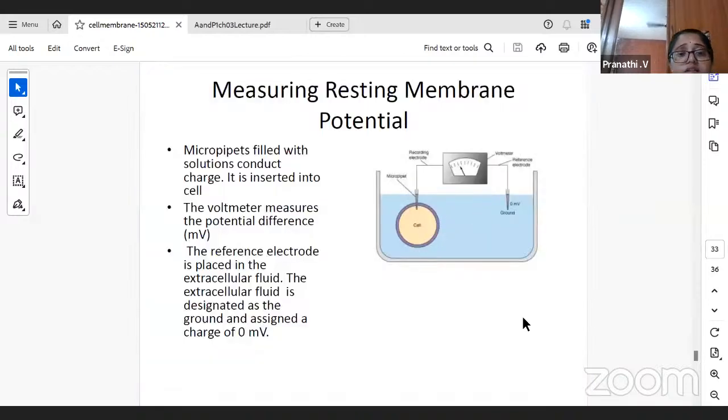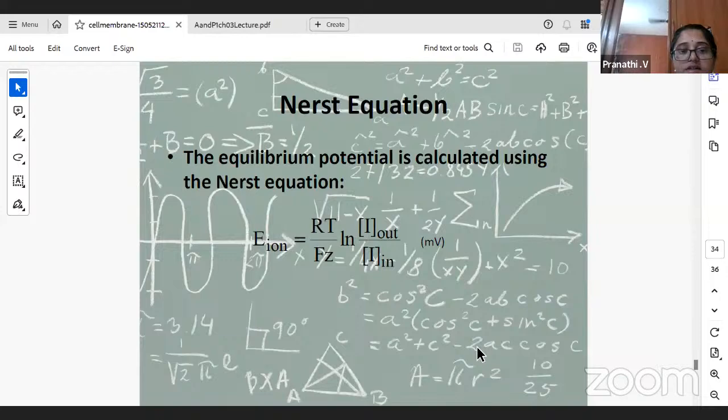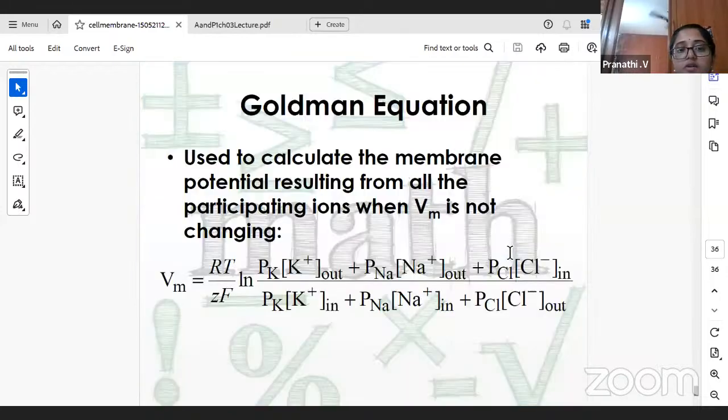We will come to this later. You have the Nernst equation also. I don't think this is all there in your syllabus, so I'm just not going into it.